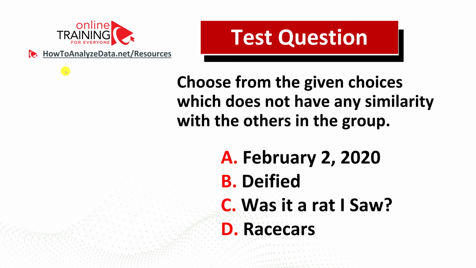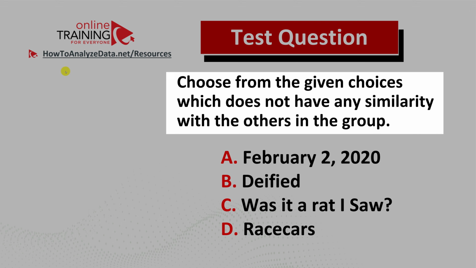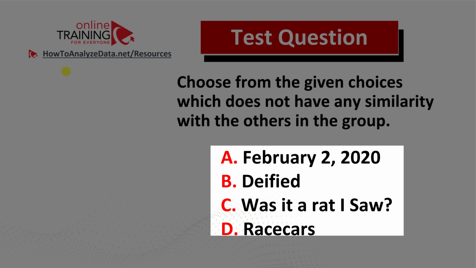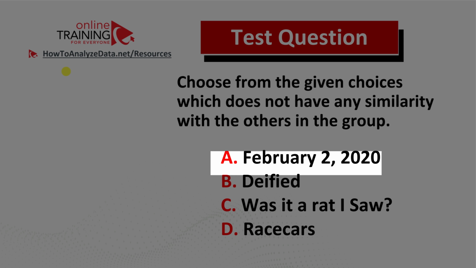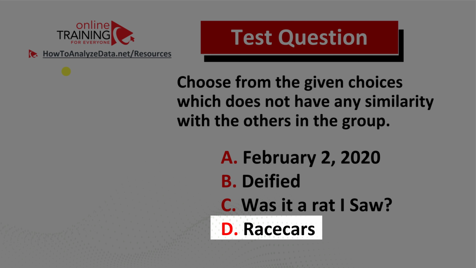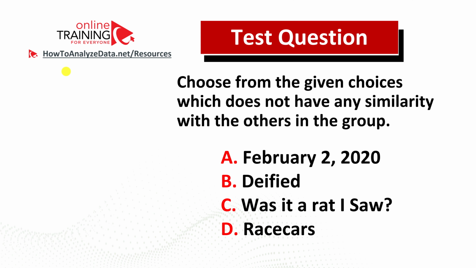And now, here's the question for you to try. Please choose from the given choices and identify which item does not have any similarity with the others in the group. And you have 4 different choices. February 2, 2020. Day 5. Was it a rat I saw? Race cars. Do you think you know the answer? Feel free to pause this video and try to solve it.